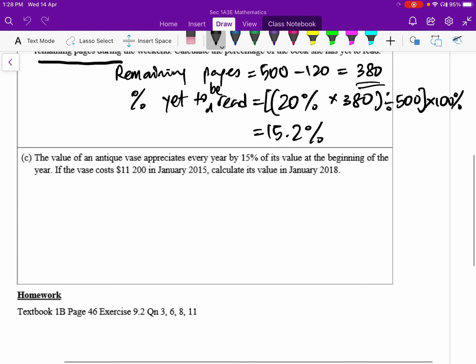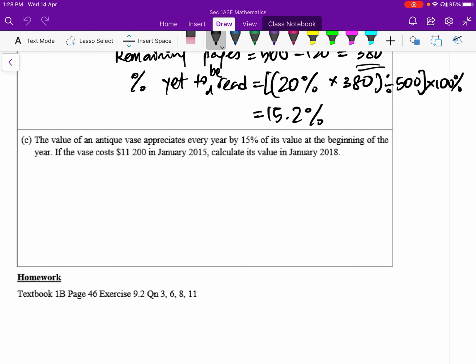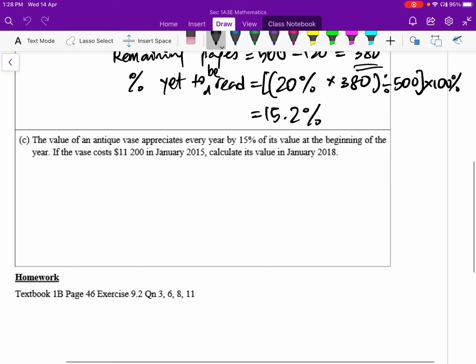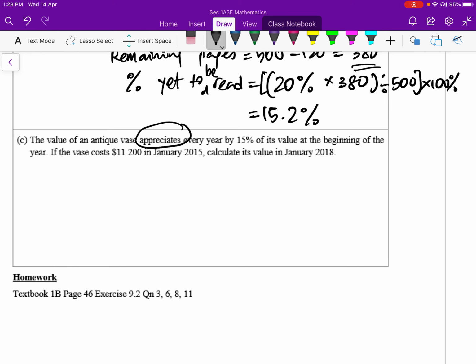Next one, part C. Value appreciates every year. Okay, what does this word mean? Increase, yes. Increase in value, appreciates in value. Are there some things that appreciate in value that you know of? Sorry? Sneakers. Gold maybe, maybe not. Right now, very fashionable, very popular sneakers. The limited edition Nike sneakers, you buy, the price, the value goes up. That's appreciation. What else appreciates in Singapore?